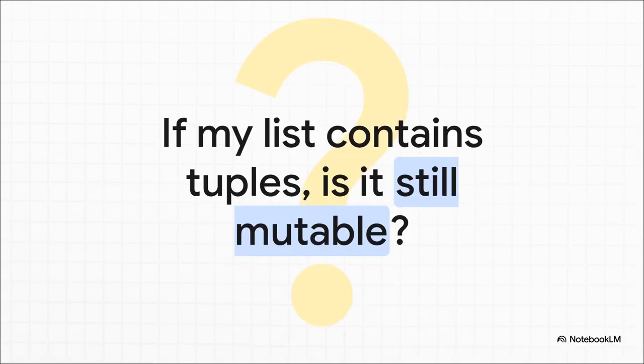So this is the big question, right? We know lists are mutable. You can mess with them all you want. And we know tuples are immutable. Once you make them, they're set in stone. So what happens when you put an immutable thing inside a mutable thing? Who wins? Does the list's flexibility take over, or does the tuple's rigidness just break everything?